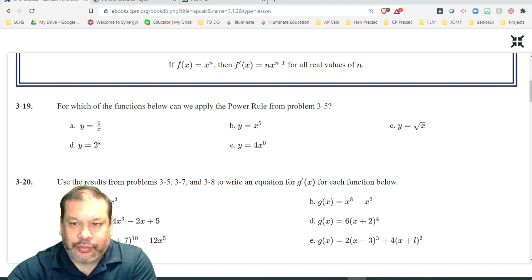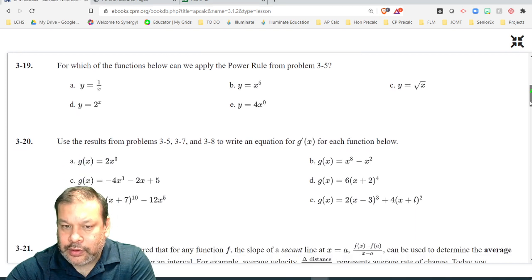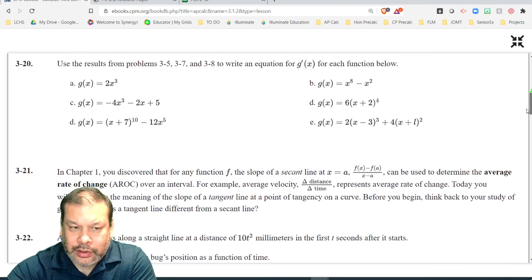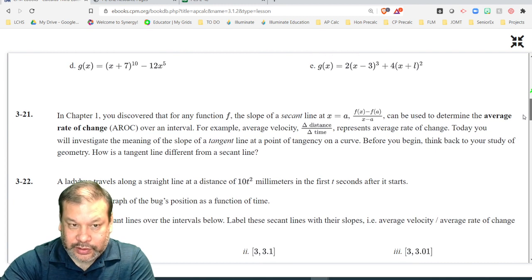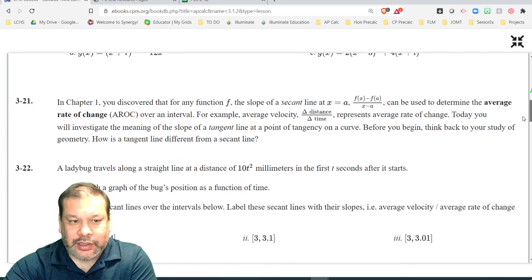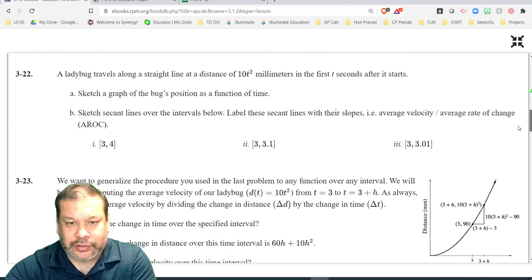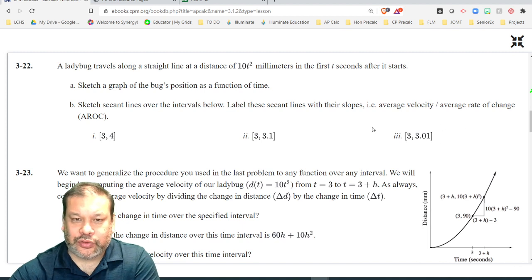So we'll look at another problem. Problem 20 is fairly simple, easy and doable. Problem 21 is just the average rate of change, as well as 22, and we'll go over 22 and you should be able to answer 21. So we're looking at a specific example using 21.